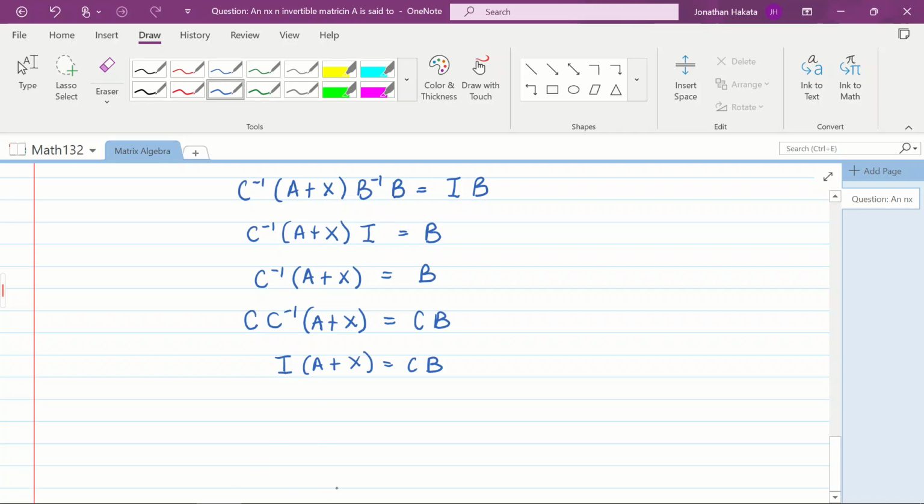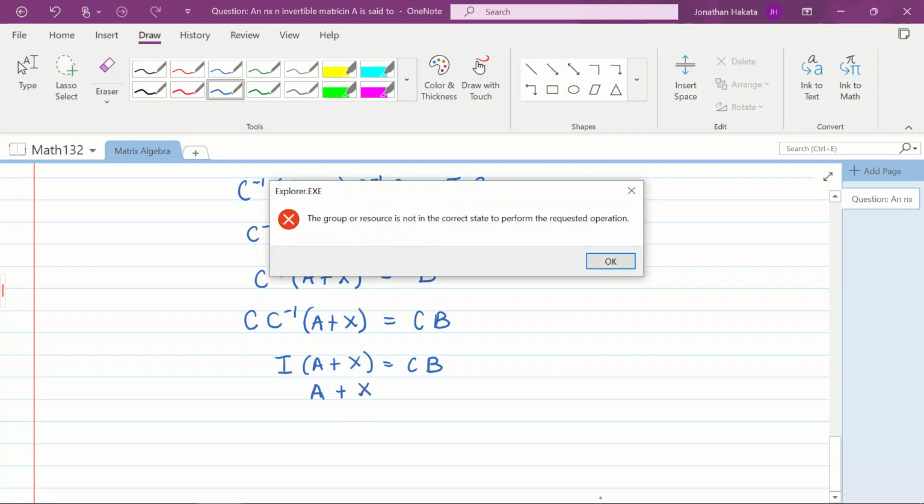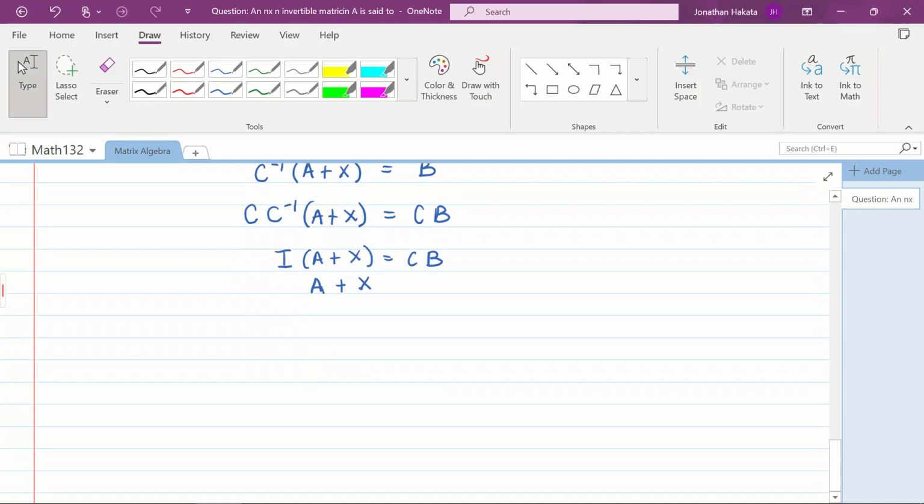Now, remember, the identity matrix times anything will be that thing. So on the left hand side we have matrix A plus X equal to CB.